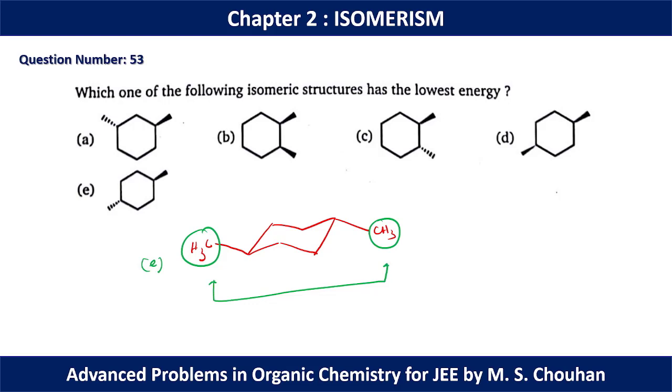As you know, we have to place the most number of functional groups in the equatorial position rather than the axial position to avoid the 1,3 diaxial interaction. In this case, two methyl groups are present. Not only are these two methyl groups at axial and equatorial positions, they are at the furthest possible position. That's why the steric hindrance is minimum or not present at all in this case. That's why option E should be the correct option, because it has the lowest energy. So for question number 53, option E should be the correct option.